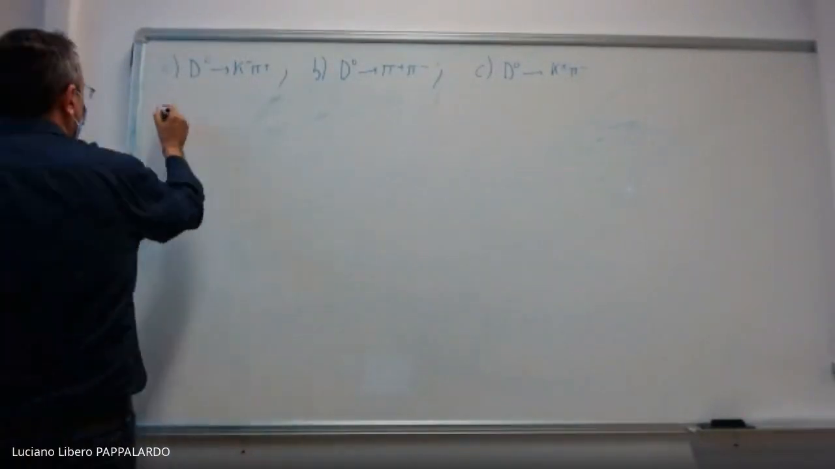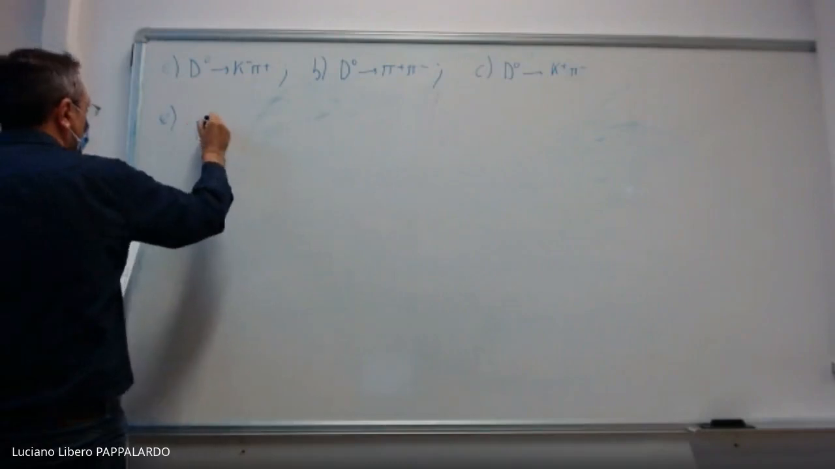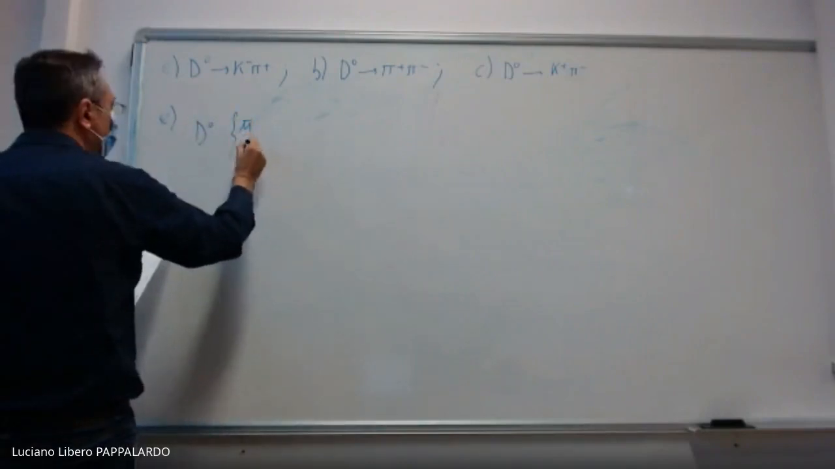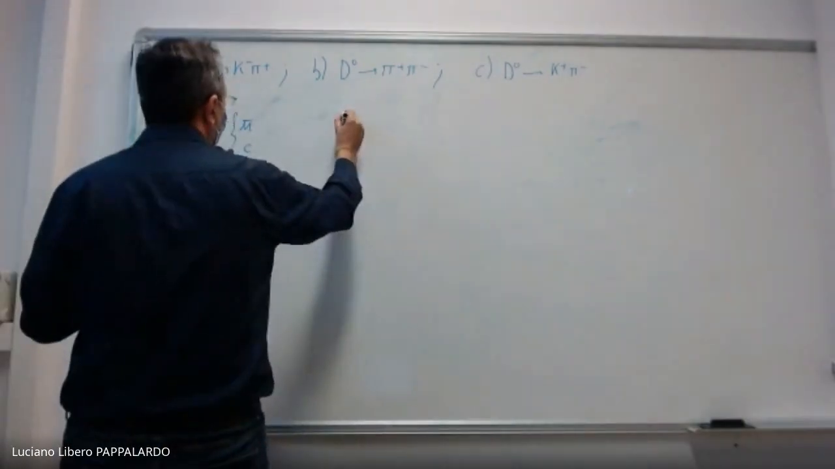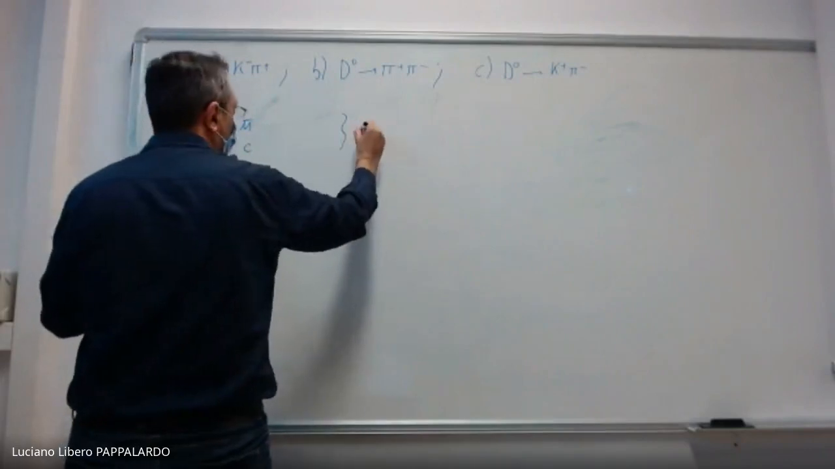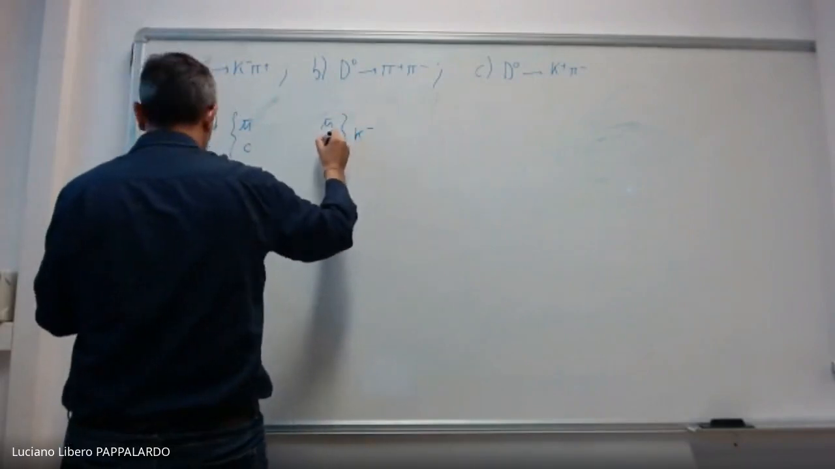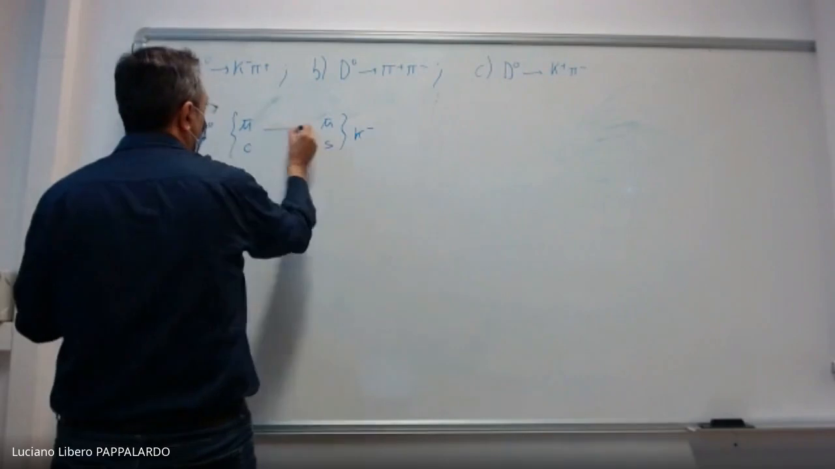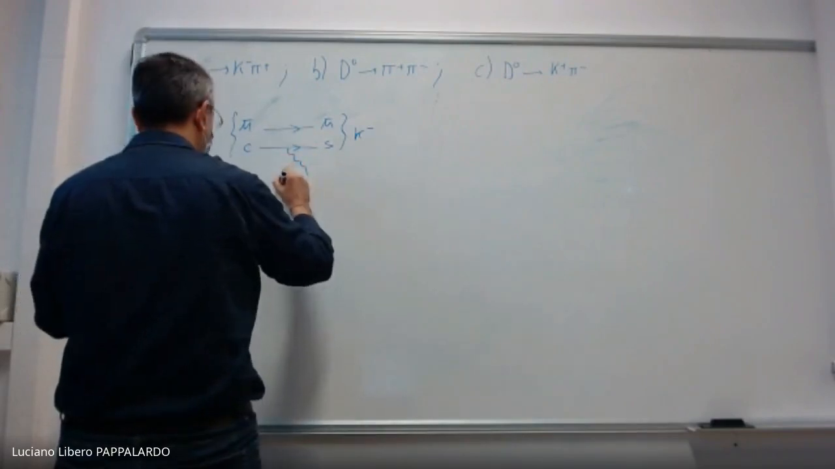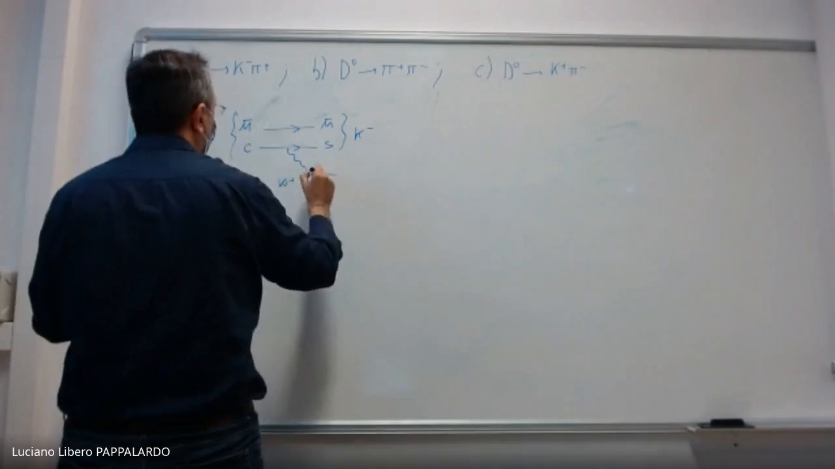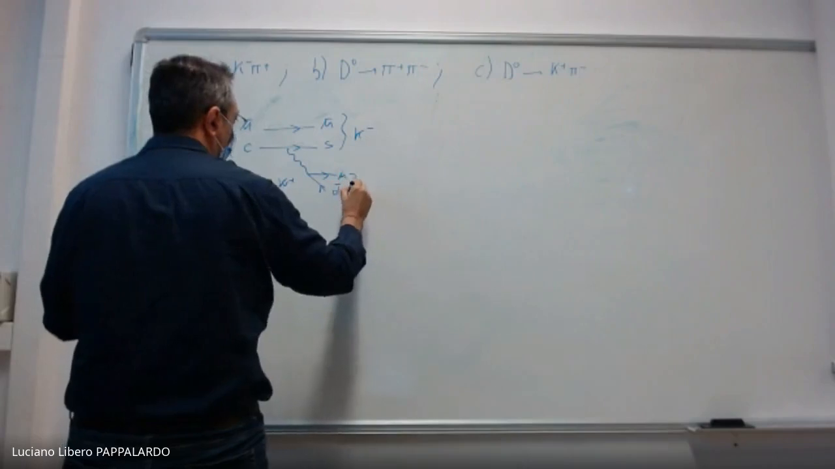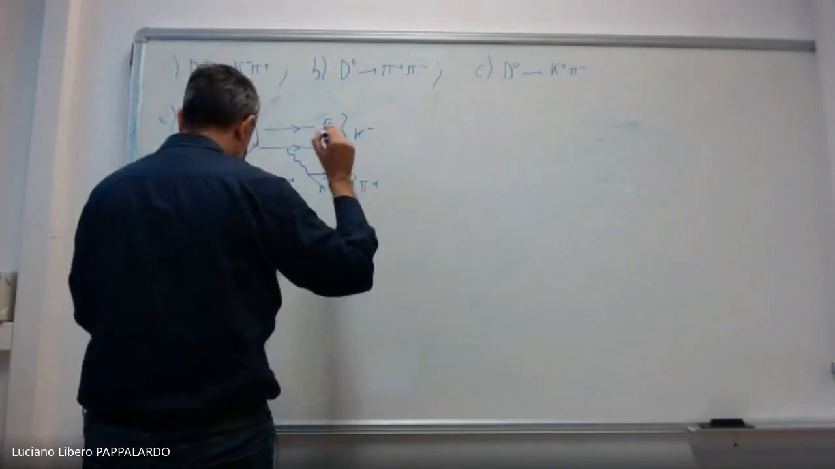Okay, so let's start with the first one. So the D0 is a u-bar c. And then we can form a pi and the K. So K minus is a u-bar s. So this is the vector, and this is transforming into the next one, the emission of a W plus that goes into a u d-bar that forms the pi plus.